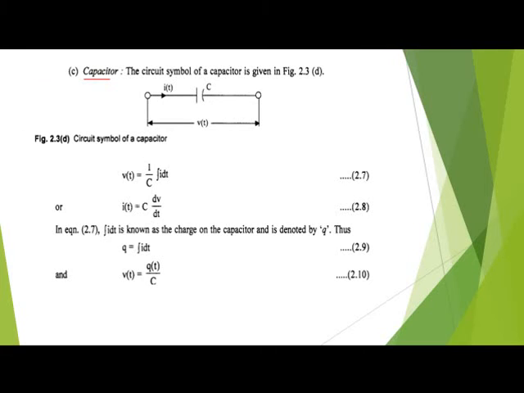Similarly for the capacitor, in the model of the capacitor circuit, I of t is directly connected to the capacitor and V of t is the voltage. Then V of t equals 1 divided by C into the integration of I of t. Therefore, in terms of current, I of t equals C into dV by dt. The integration of I of t is also known as the charge of the capacitor, denoted by Q. So Q equals the integration of I of t, and V of t equals Q of t divided by C.